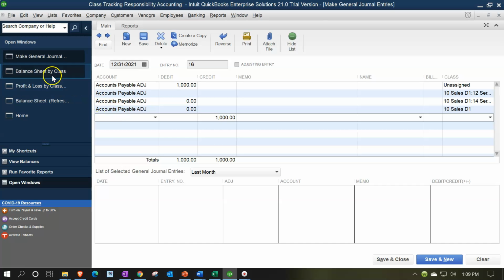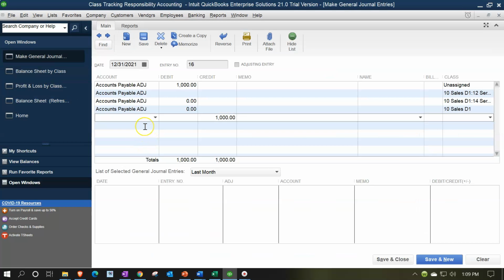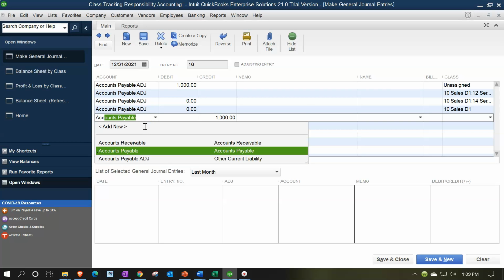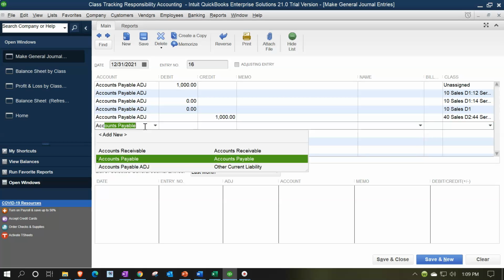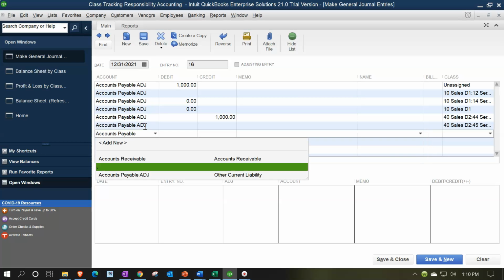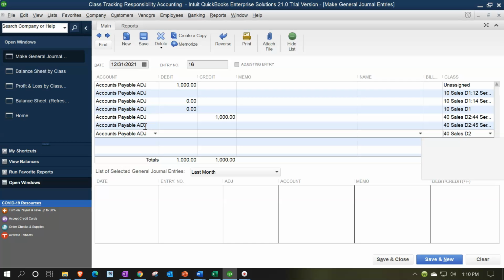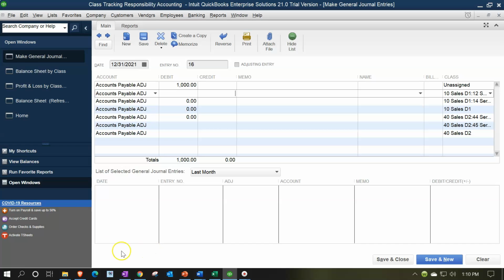And then I'm going to go back over to the balance sheet. Then I got this one, this one, this one. This is the total. So I'm not going to pick that one up. And then I've got the 44, 45, and 40. So this is going to be accounts payable, adjusting, 44, accounts payable, adjusting, 45, and accounts payable, adjusting, and this will be the 40. All right, and then I'm just going to pick up the numbers now. So I'm going to delete this, and these are all going to be credits.